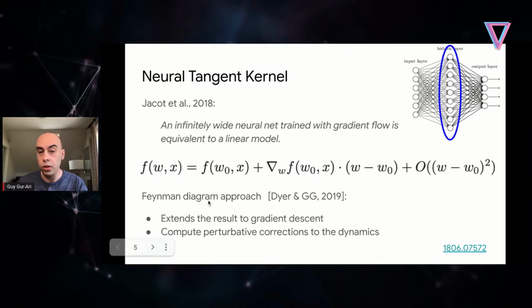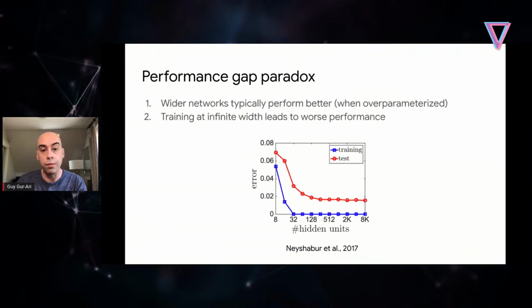Another way to understand this and to make a bit of progress is by using Feynman diagrams, a technique that we adapted from physics after the neural tangent kernel came out to try and understand better what's going on. Those tools allow us to extend these results beyond gradient flow, prove them also for some cases of gradient descent, and also go beyond the infinite width limit and actually compute perturbative corrections to these dynamics. So that's just a comment on other things that you can follow up on for neural tangent kernel, but that's not going to be our focus here.